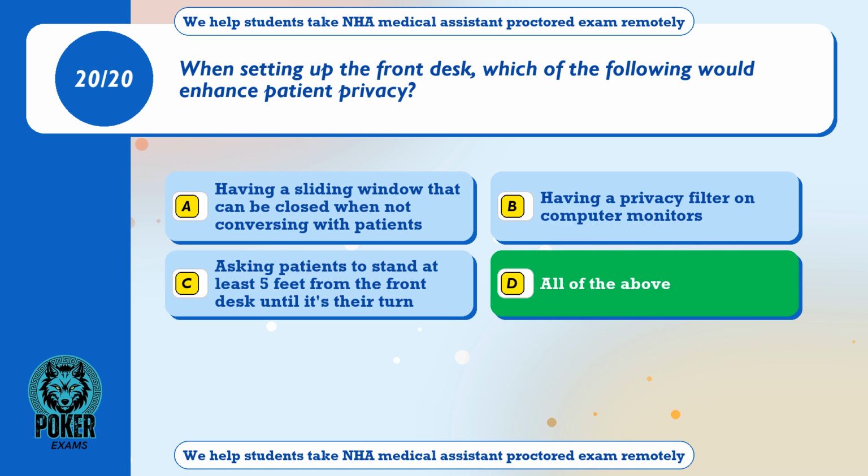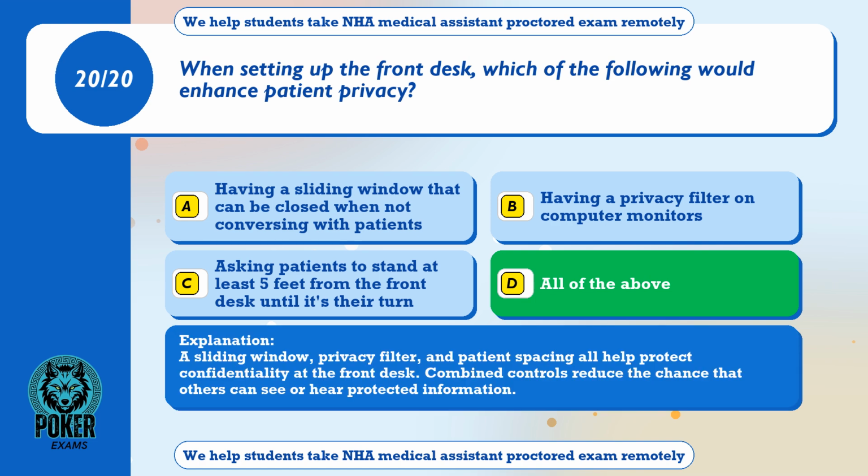The correct answer is option D, all of the above. A sliding window, privacy filter, and patient spacing all help protect confidentiality at the front desk. Combined controls reduce the chance that others can see or hear protected information.